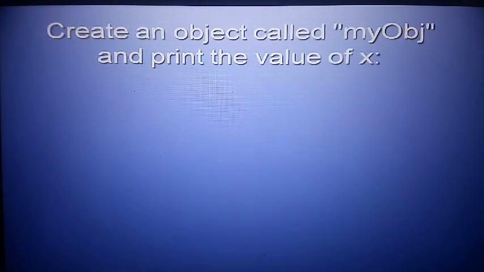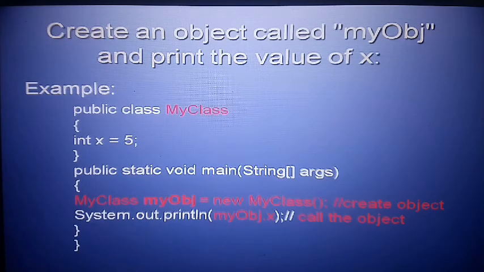Creating an object, call it my object, and print the object. Here I'm telling you how to call the objects. With the help of an example: public class, my class name is MyClass. int x is equal to 5. Public static void main.